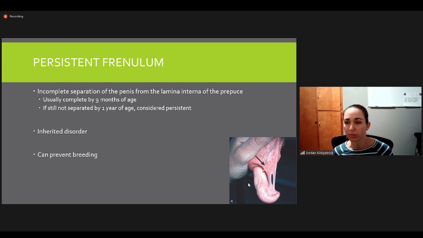And if everything else about the bull is fine, they're probably going to continue to breed it. But if they have this condition, because the penis can't fully exteriorize and the tip actually gets pulled up, they can't breed the cow, so it does cause problems with that.